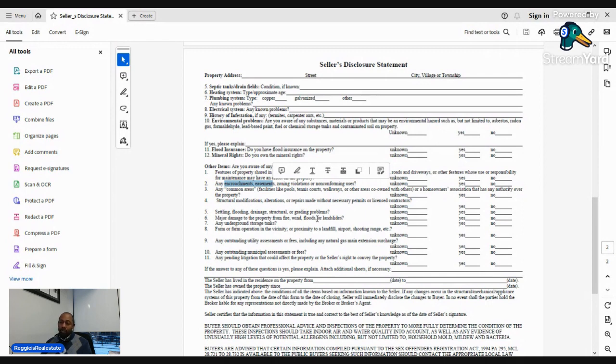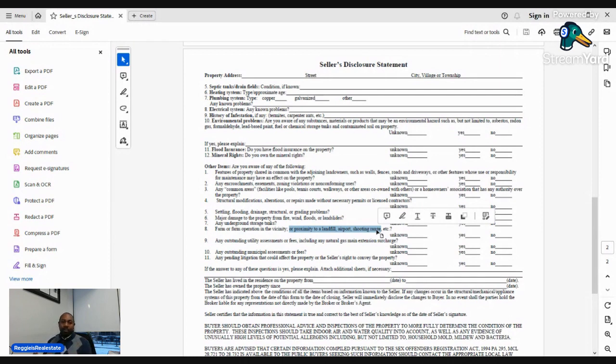Any underground storage tanks? Is there a farm or farm operation in the vicinity, or any shooting ranges or airports within the vicinity? This is important to know. Now, I get it. You're like, if there's a farm in the area or there's an airport, of course the buyer should know, right? But you have to put yourself in the buyer's shoes. Maybe the buyer just relocated here.